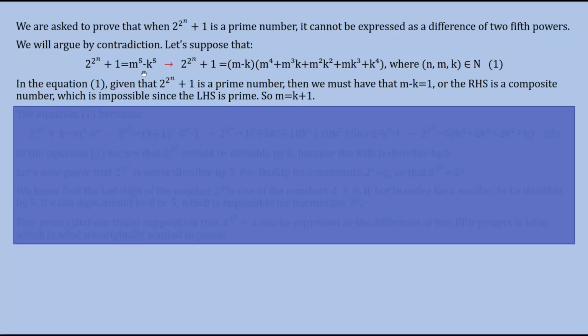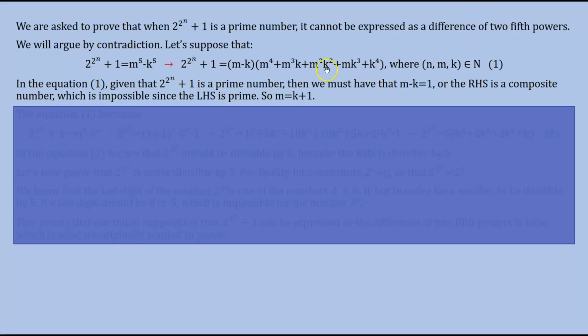We take m and k from the set of natural numbers, and we have that our expression is equal to m to the 5th power minus k to the 5th power. This will give that 2 to the power 2 to the power n plus 1 will be equal to m minus k times m to the 4th plus m to the 3rd k plus m squared k squared plus m k to the 3rd plus k to the 4th, where n, m, and k are part of the set of natural numbers. So this is expression number 1.